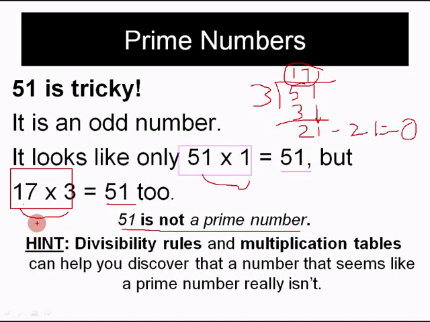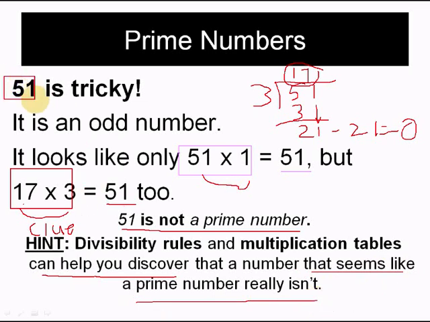There is a small hint. What is a hint? Hint is a clue, C-L-U-E. Hint means some support, some clue. Divisibility rules and multiplication tables can help you discover whether a number that seems like a prime number really is not. Even though it looks like a prime number, it is not a prime number.